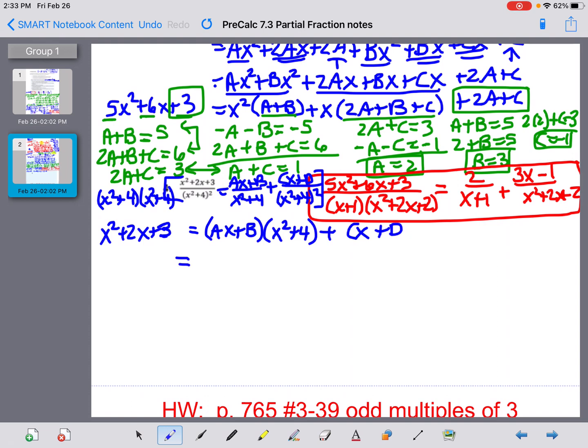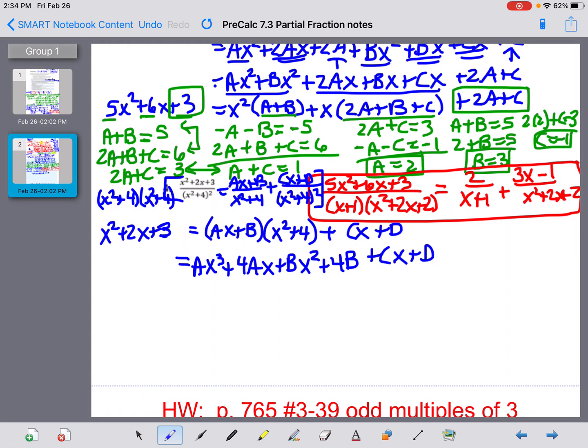My first two right there need FOILed. First times first is ax cubed. Then I have ax times 4, that's my outsides, 4ax. My insides give me bx squared, and my last two give me 4b. And then, of course, I have cx plus d, nothing's happening to them, so they're just hanging out there.